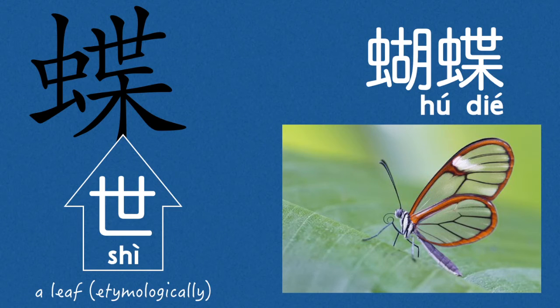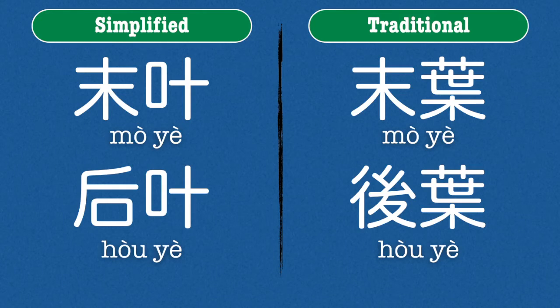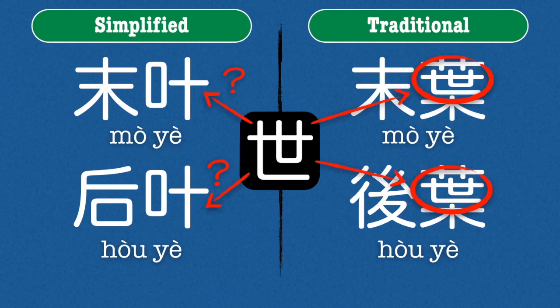However, there are two problems. One is that this symbol has disappeared in mainland China, making it easy to forget, as modern simplification assigned the sound and meaning to a totally unrelated character. So the connection between the characters has become invisible.